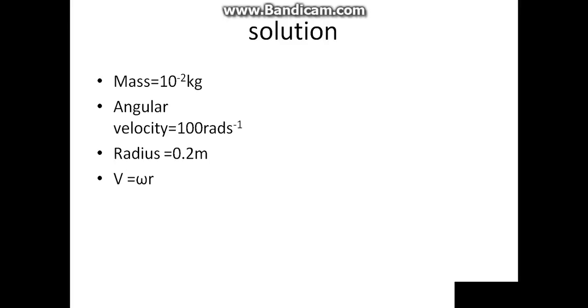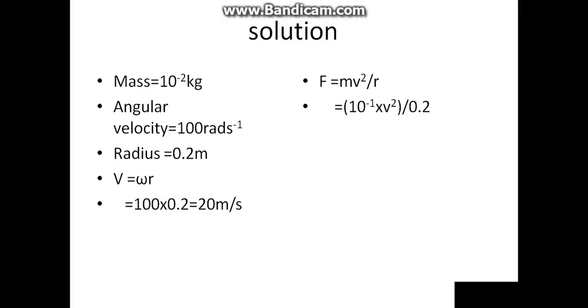Velocity is equal to omega r, which is now equal to 100 times 0.2, which will give us 20 meters per second. F is equal to mv squared over r. As we now replace the unknown values, we have 10 raised to power minus 2, which is the mass, times v squared, which is unknown, all over 0.2. Therefore, 10 raised to power minus 2 times 20 squared over 0.2. Our force F is now equal to 20 newtons.